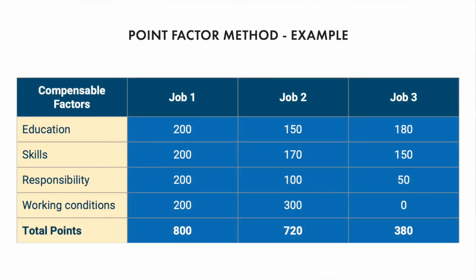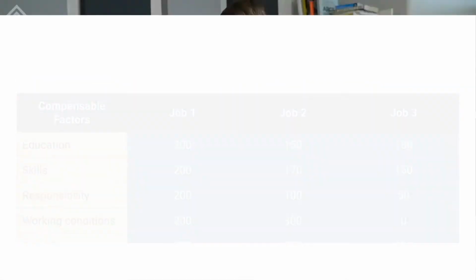So we have 3 different jobs. These can be any job titles within your company. Now in the point factor method, you list down the compensable factors. In our case, we have education, skills, responsibility, and working conditions that the employee will have once they are hired. Keep in mind, it's not limited to these factors. You can have more factors depending upon the nature of the job. After the factors are listed, a team of experienced members, mostly the senior members, then assign points to each of the different jobs the company has to offer.